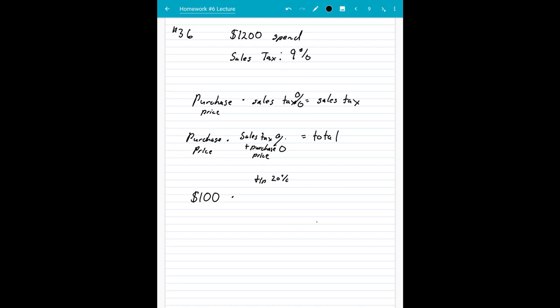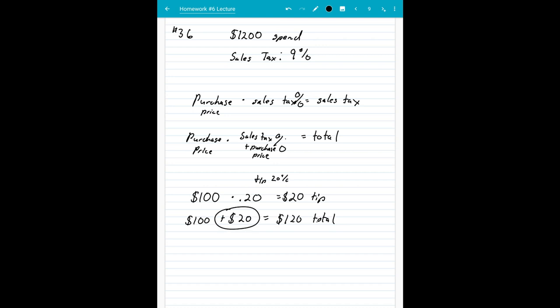So if you want to tip 20%, you're going to say times 0.20. That would then be a $20 tip. Then you take that $20 and you add it to the $100, and that gives you $120 total on your bill. But there's an easier way that you can do this.